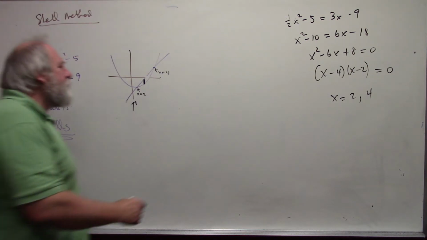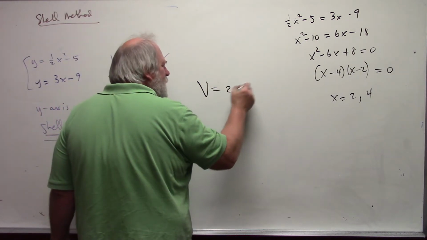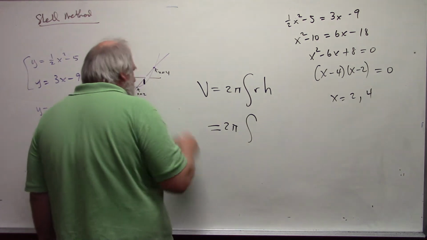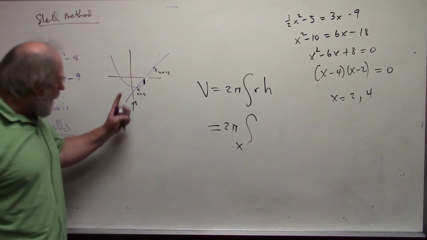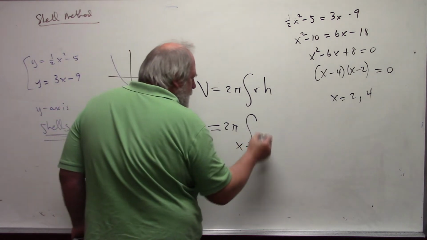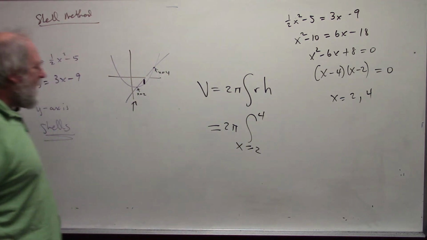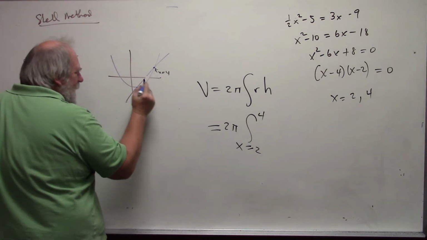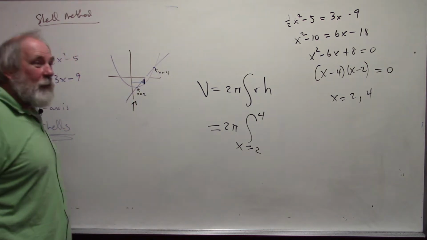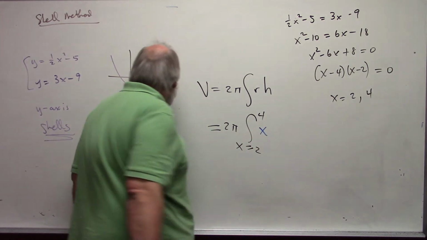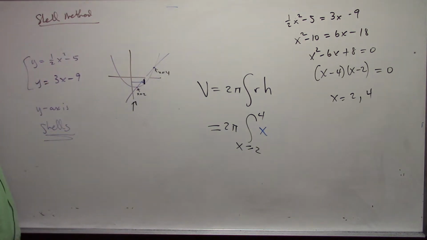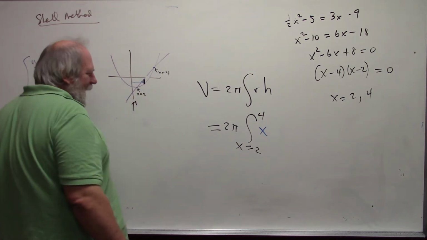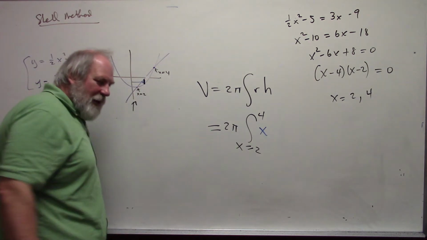When we set this up, my volume by shells is 2 pi integral RH. And now we'll put in the details. As I said, the variable is x. It goes from 2 to 4. The radius is the distance from the axis. That radius is just going to be plain old x. Whatever the x value is, that's my radius. The height is the height of this little rectangle.